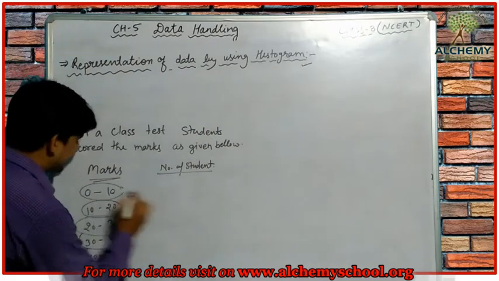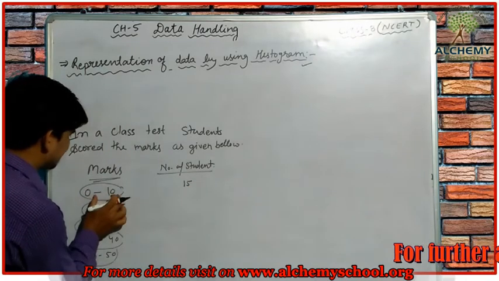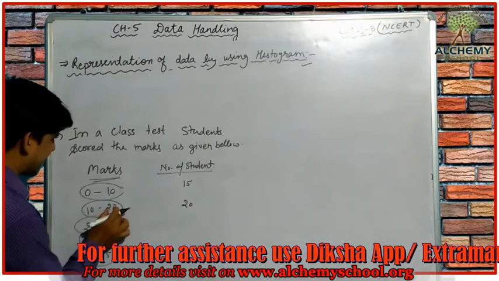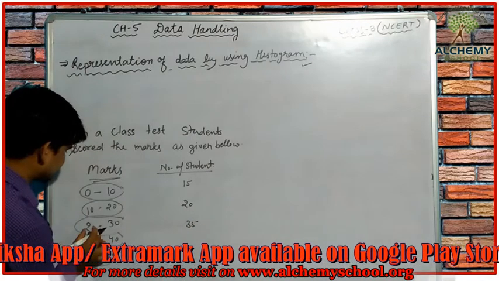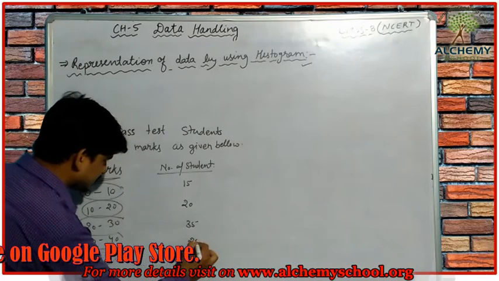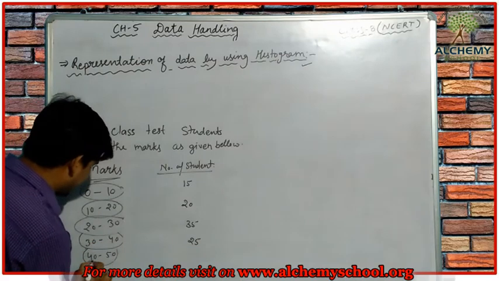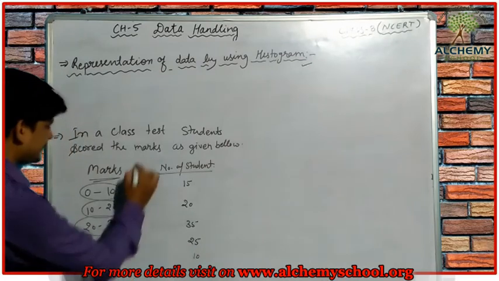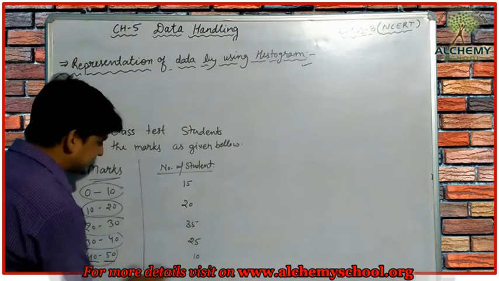Suppose that there are 15 students who got the marks between 0 to 10. There are 20 students who got the marks between 10 and 20. There are 35 students who got the marks between 20 and 30. There are 25 students who got the marks between 30 and 40, and there are 10 students who got the marks between 40 and 50. So now we have the information, and now we are going to represent it in the form of histogram.